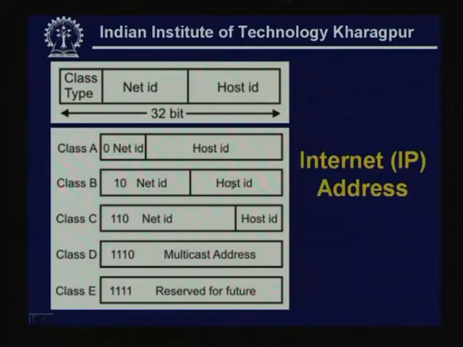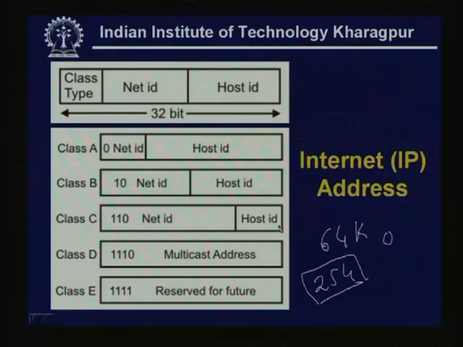On the other hand, if a class B address is taken, a good number of addresses are wasted, because usually in a single network you do not have 64 K of addresses. So, with the help of 16 bits you can have 64 K addresses, but you may not have 64 K hosts. On the other hand, if you take a class C address, the total number of addresses available is only 254, excluding the broadcast, all 0 and all 1. So, you can have only 256 addresses.